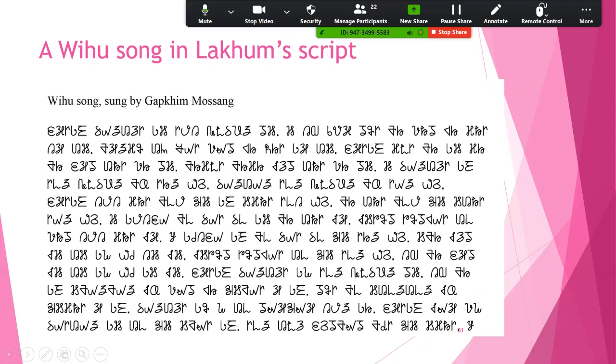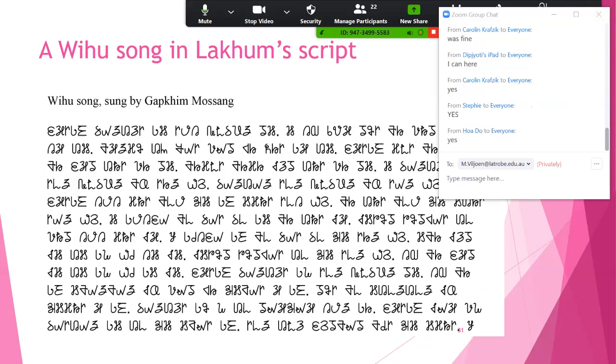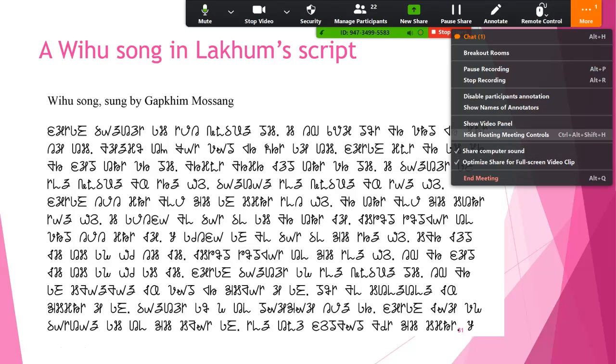Can someone tell me by chat whether you can see where the cursor is? Yes, you can. Thank you. Okay, so where I've pointed the cursor at the moment, I'll just get rid of this again.